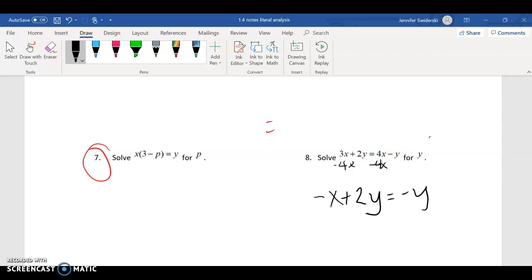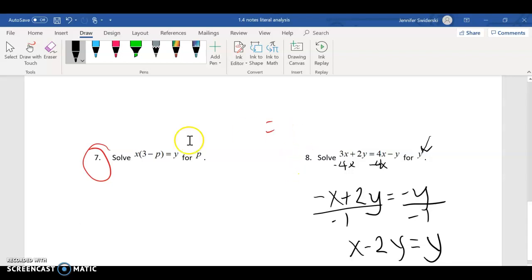Remember, they want us to solve for y, not negative y. So I'm going to divide everything by negative 1, to make that a positive y. So now x minus 2y, because a positive divided by a negative gives me a negative, is equal to y. Final answer. So that's literal equations, 1-4 notes.